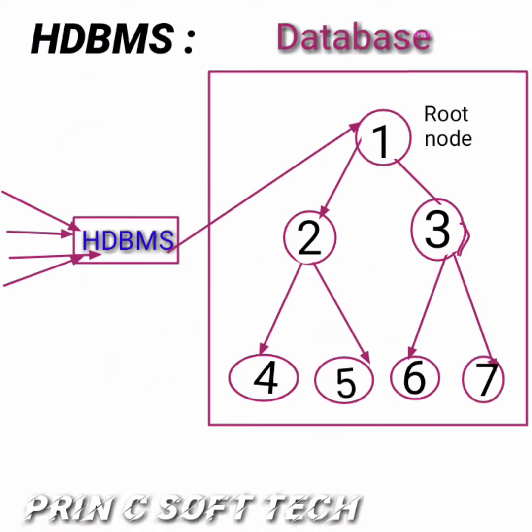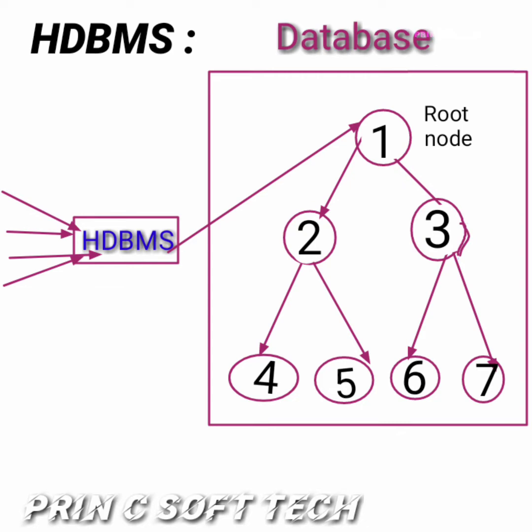Here, node 1 is the root node because it has no parent nodes, and 1 acts as the parent node. 2 and 3 are children of parent node 1. After that, the parent node shifts to 2. 4 and 5 are children of parent node 2. Then the parent node shifts to 3. 6 and 7 are child nodes of parent node 3. In HDBMS, the data is stored in a tree-type structure as shown in the figure.